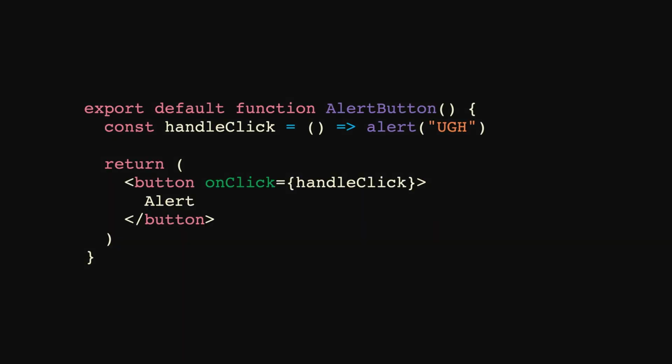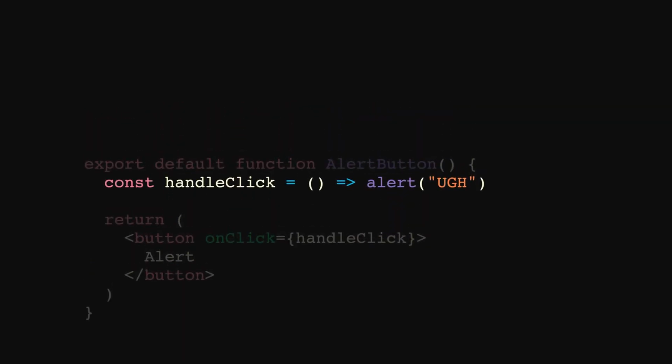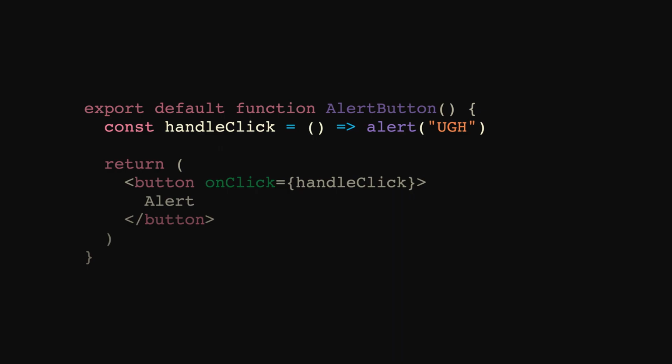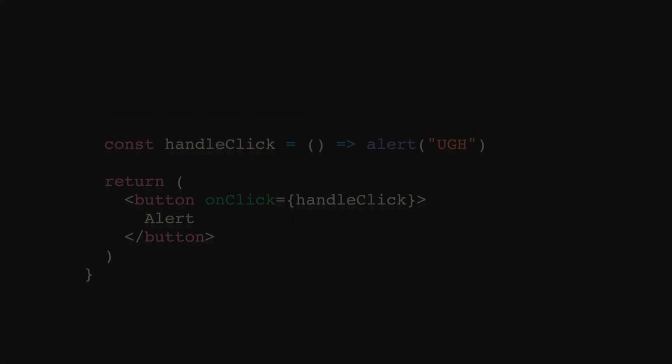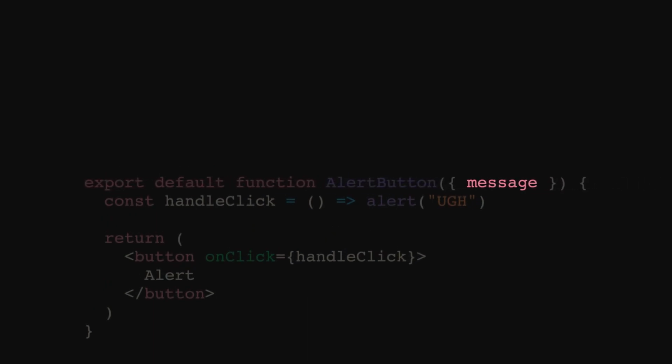Next, you'll notice that we created our event handler inside the component, not outside of it. This is also a common pattern, but it may feel unintuitive at first. Can you think of why we do this? To see why, let's adjust our example a bit. Instead of alerting, let's alert whatever is passed in as the message prop to our alert button component.